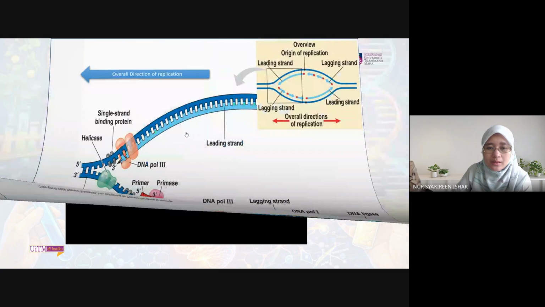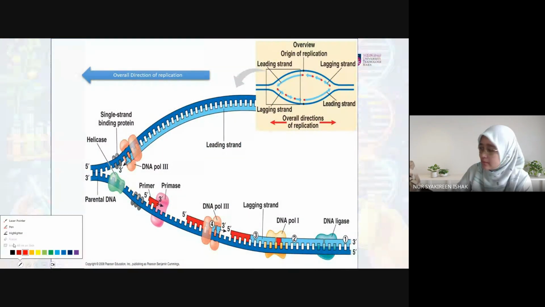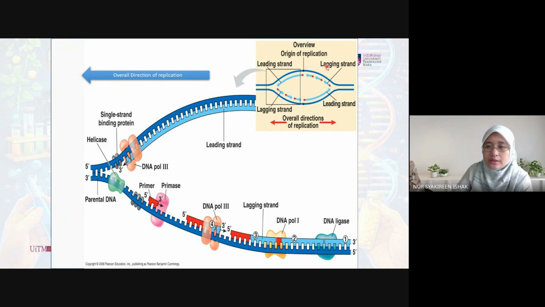Okay, let's look at this diagram. As you can see, this is the replication bubble, and here is the origin of replication. You have to imagine that as the DNA molecule is synthesized, the replication bubble will initially start small. That is when the first Okazaki fragment is synthesized.